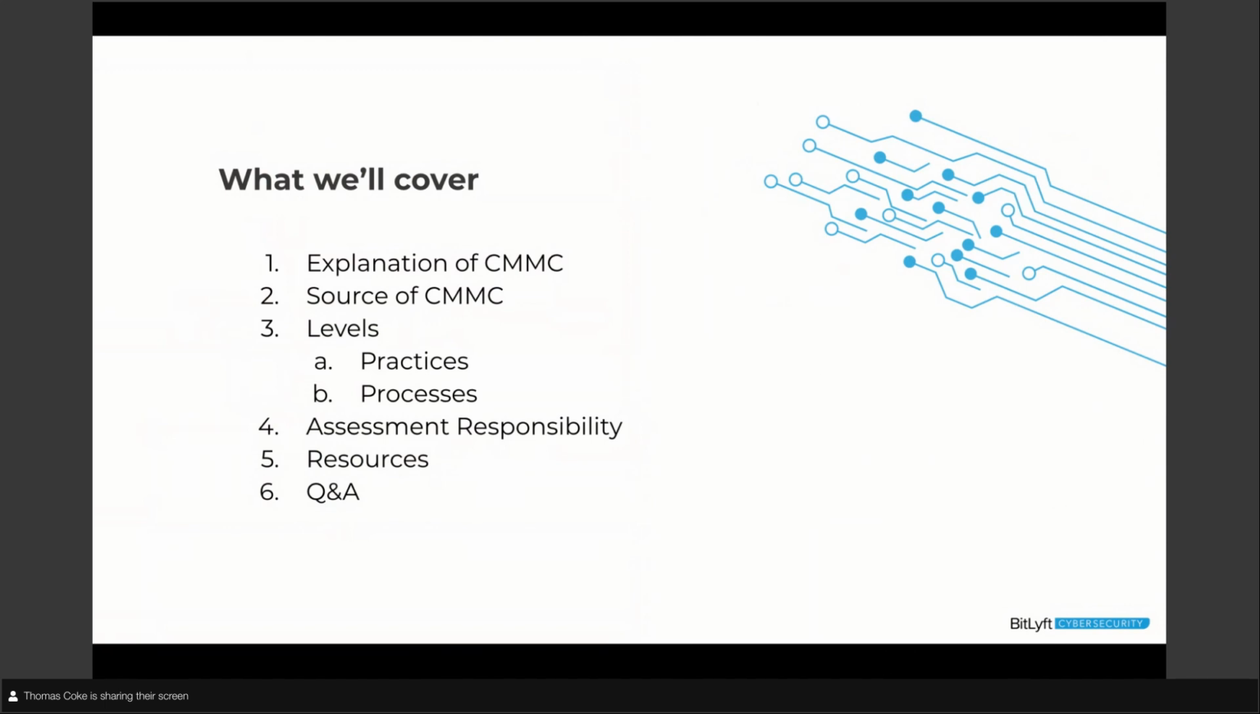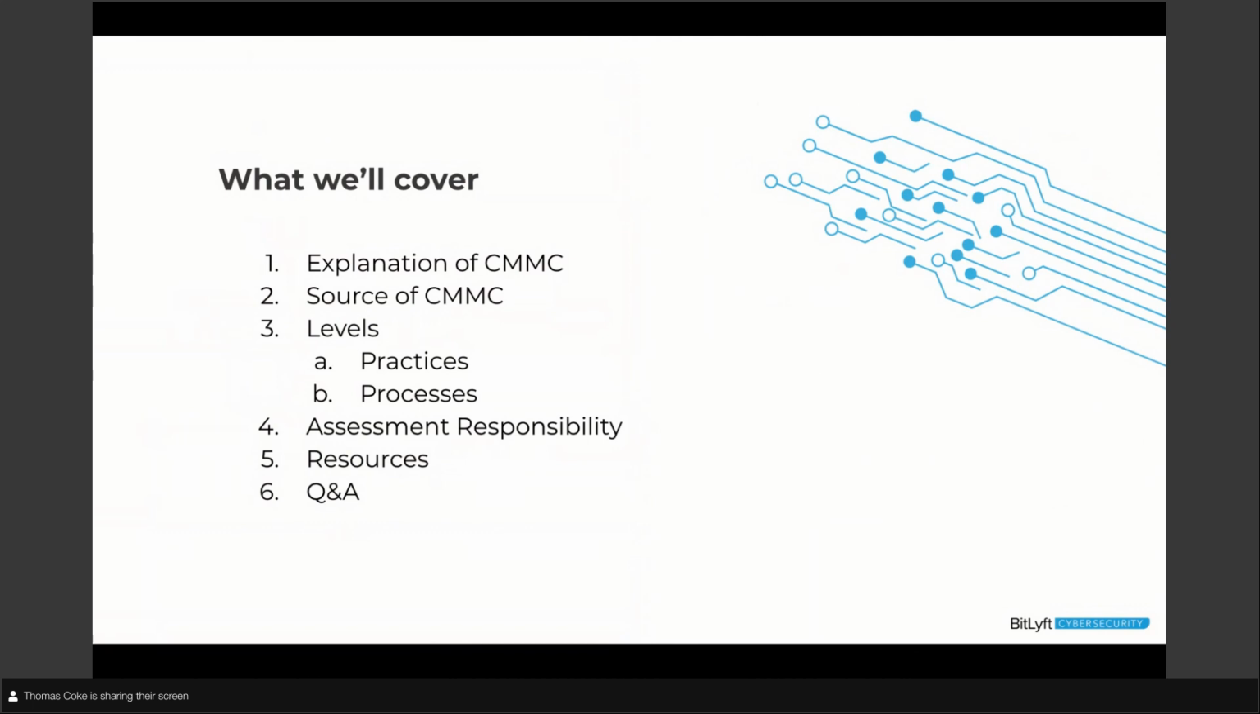I also want to talk a little bit about where the source came from for the CMMC. Are there already standards that exist? The answer is yes. We'll talk a little bit about those. And then, of course, the levels that you're going to have to meet within the CMMC and making sure that you know what those are and what is entailed in those. Again, we're going to do webinars that are deeper dives on those later, so this is just surface level, but this at least gets you a little bit of a taste of what's going on.